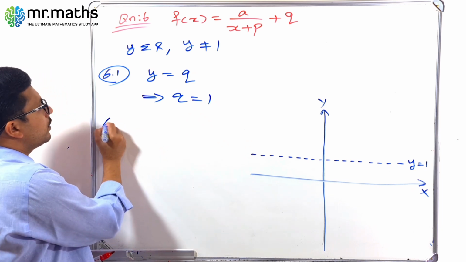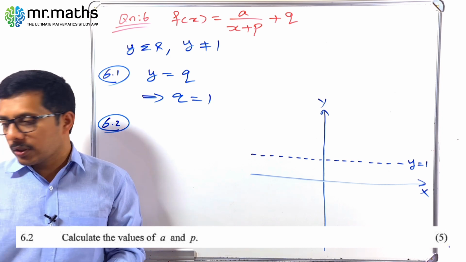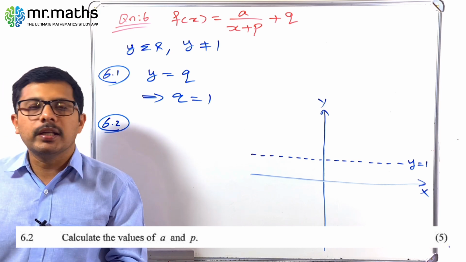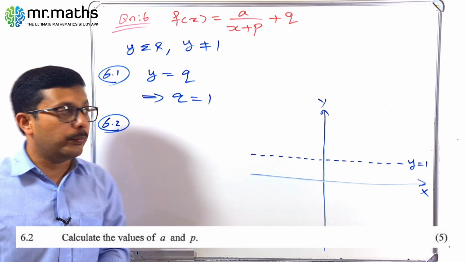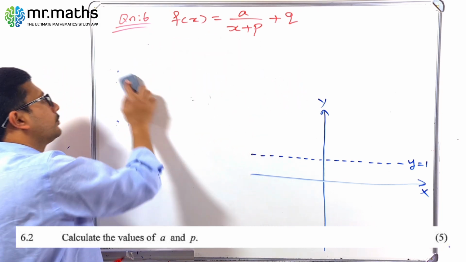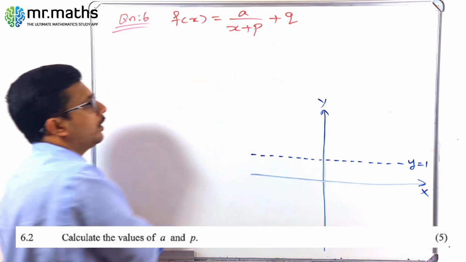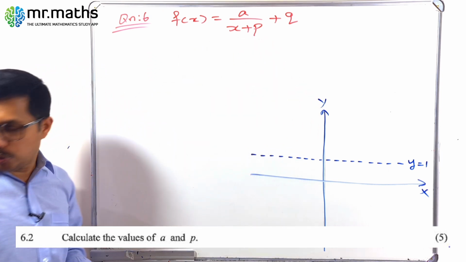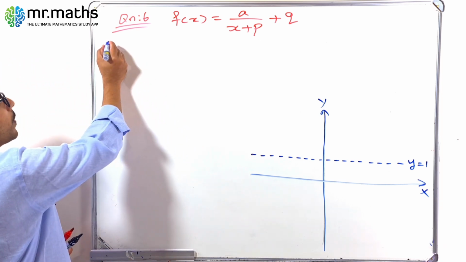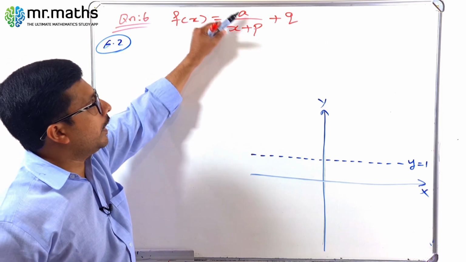Then 6.2. What is that question? Question number 6.2. Calculate the values of a and p. You have to find the values of a and p. So that is the second question. Let me erase all of this. Now we know that the value of q is 1. And now we are going to do question number 6.2. You have to find the values of a and p.